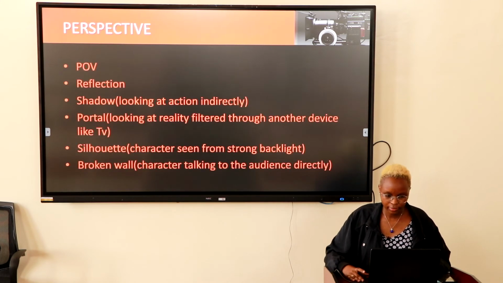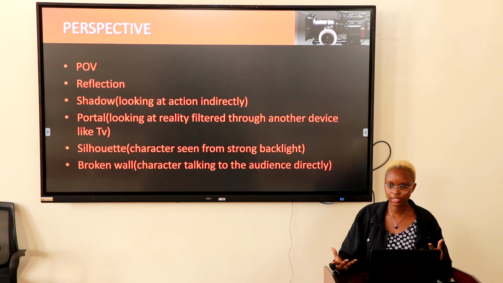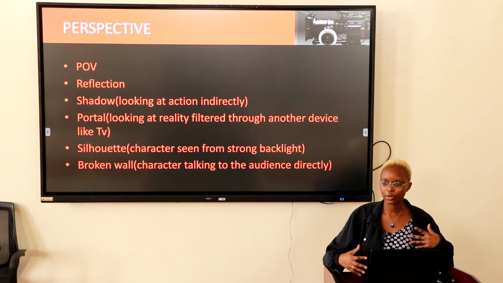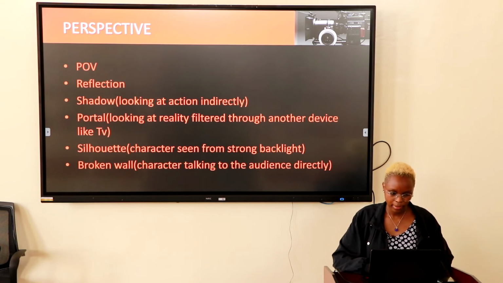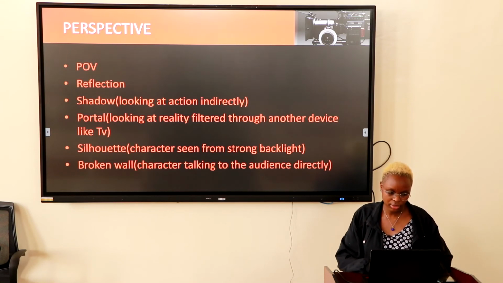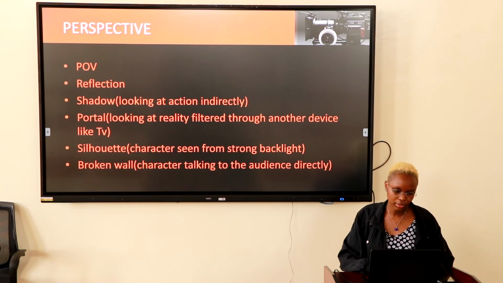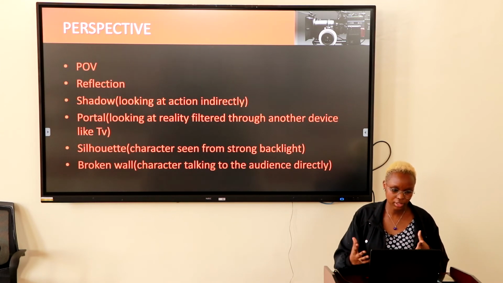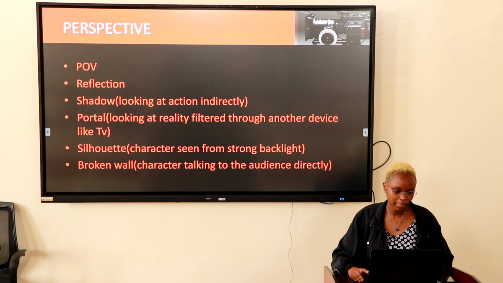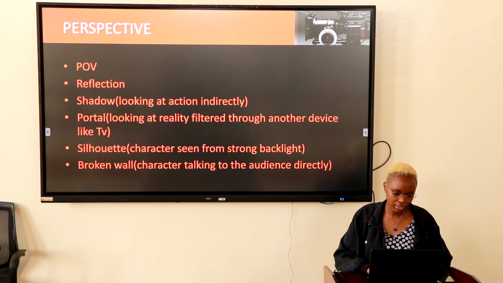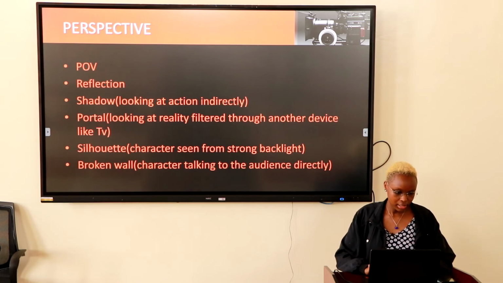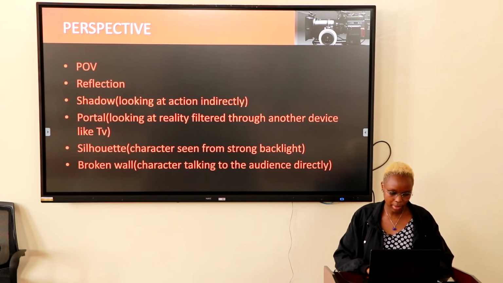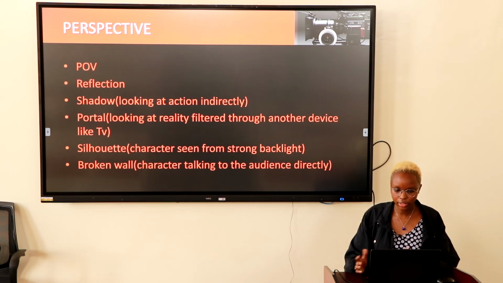So perspective, a camera's perspective, like how the camera is used to bring a certain type of shot. There's the POV, reflection, shadow, which is like the camera is looking at an action but indirectly. There's the portal, looking at reality filtered through another device like TV. There's the silhouette, a character seen from a strong backlight, and there's a broken wall, a character talking to the audience directly.